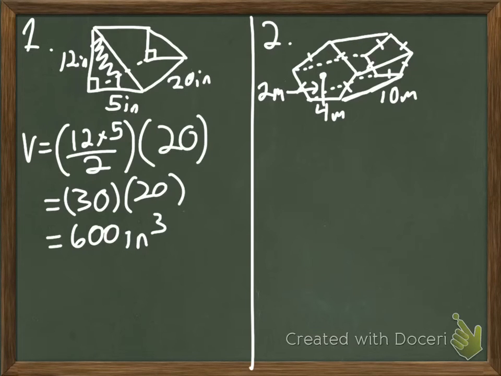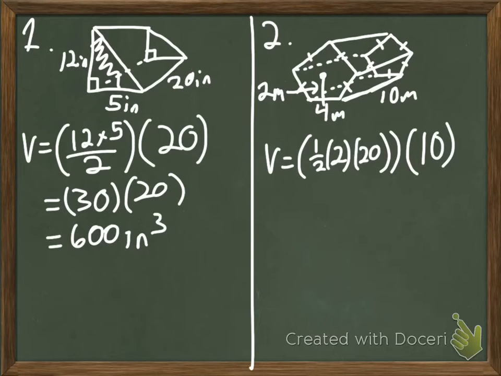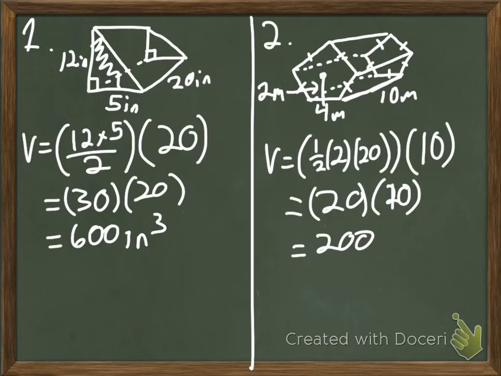The next example, this is a regular pentagon. So my volume is going to be the area of the base, which would be 1/2 times the apothem times the perimeter, times my height, which is 10. So after we simplify, this is 20 times 10. So it is 200 meters cubed. So there we have volume of prisms.